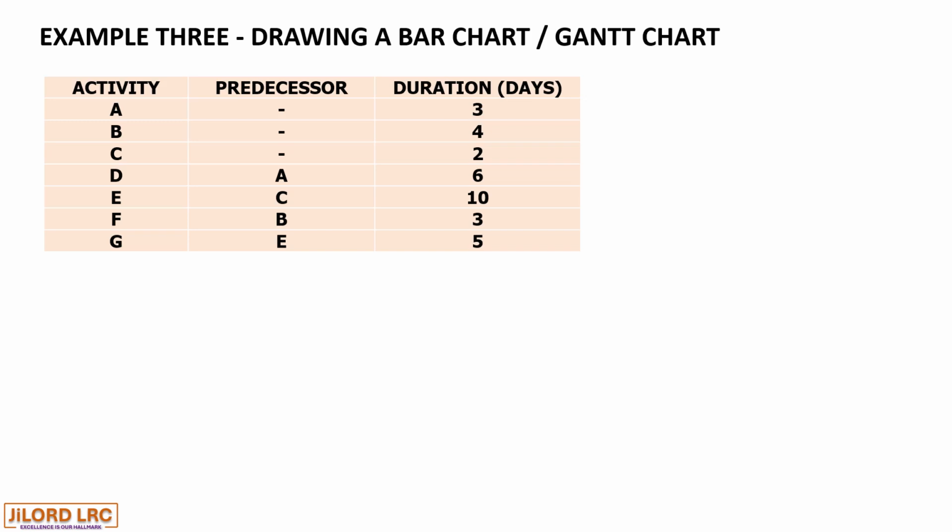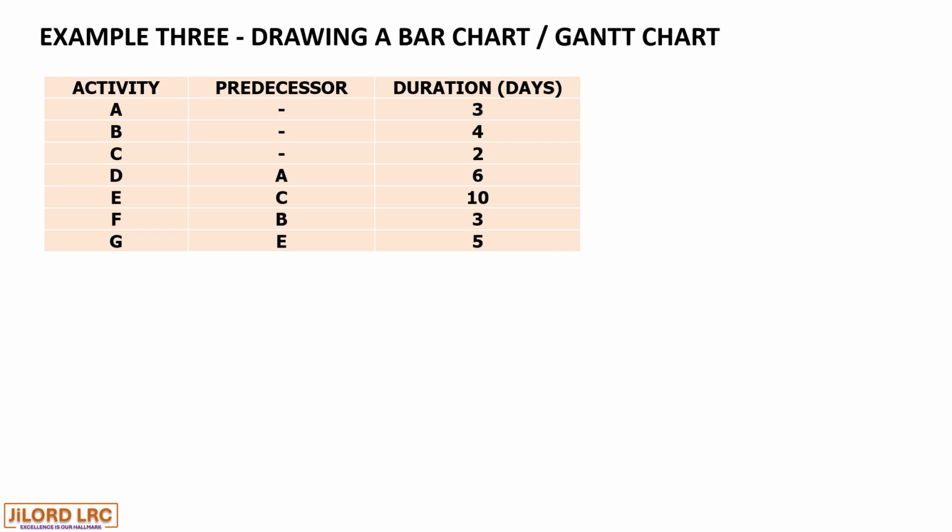E is another activity which commences at the end of activity C, as activity C is its predecessor, with a duration of 10 days. Activity F has a predecessor of activity B with a duration of 3 days. And the last activity is G with a predecessor E and a duration of 5 days.